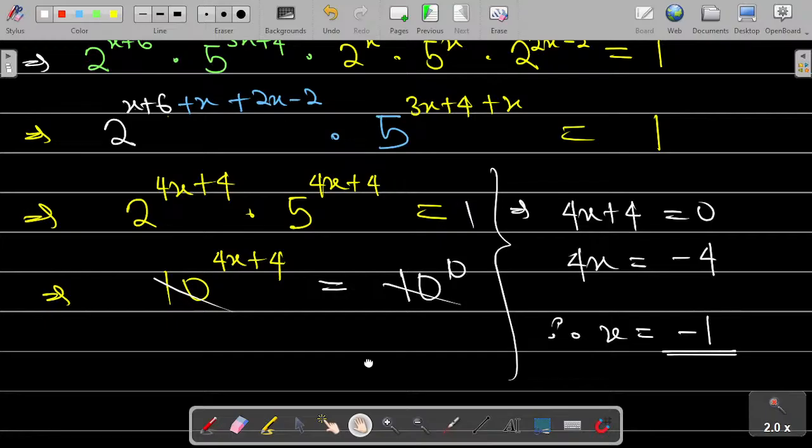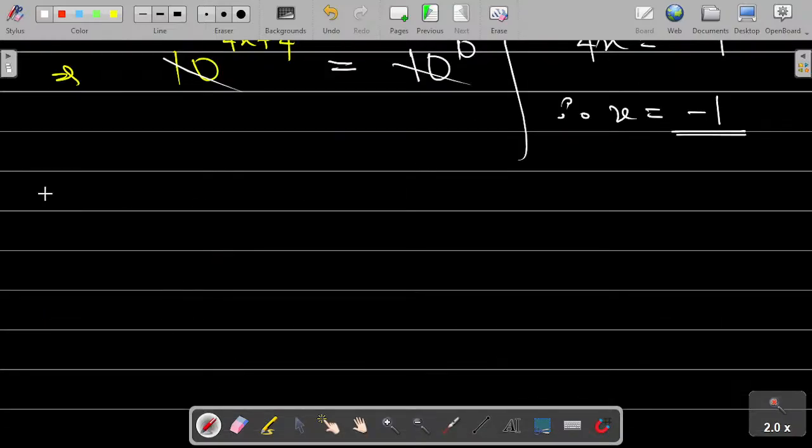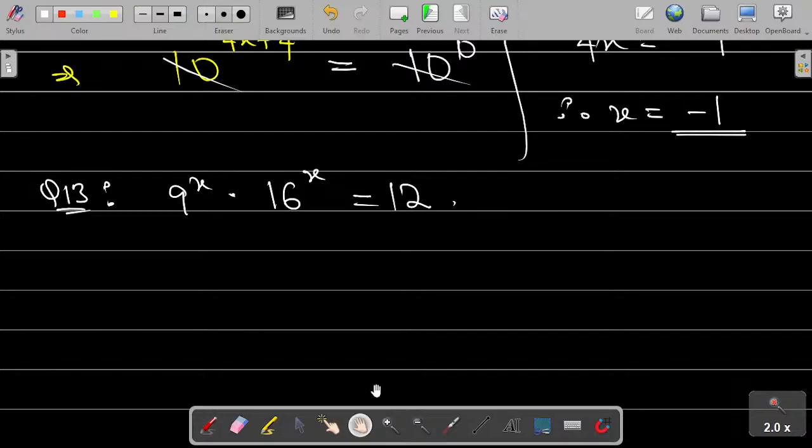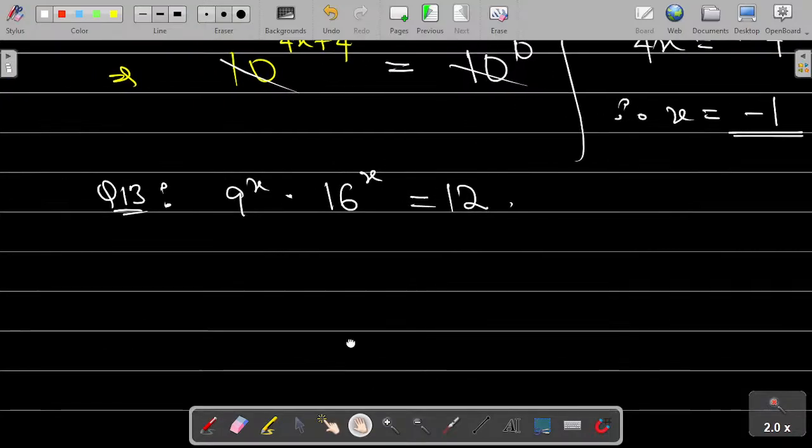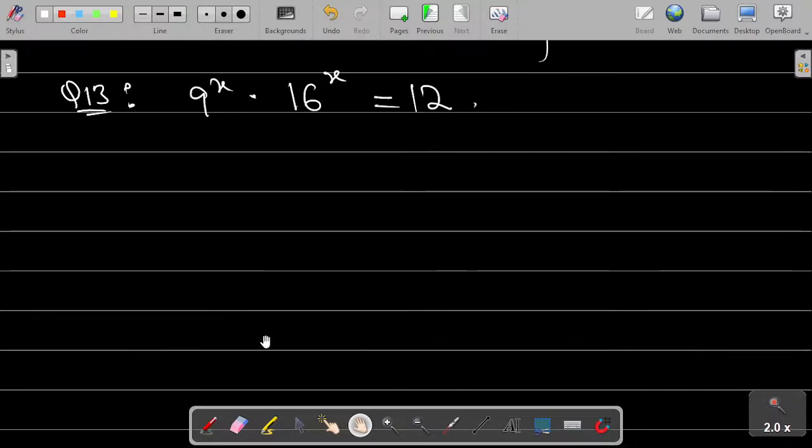I'm going to be giving a second exercise, added to the first one I gave, which is question 13. It looks very simple, but you have to look at it tactically. Now, 9 to the power of x multiplied by 16 to the power of x, all equal to 12. What is that going to be in your own thoughts? Of course, this is very simple. So let me see your solution in the comment section. Try to give an idea of what you have.